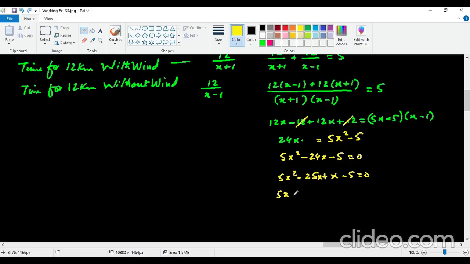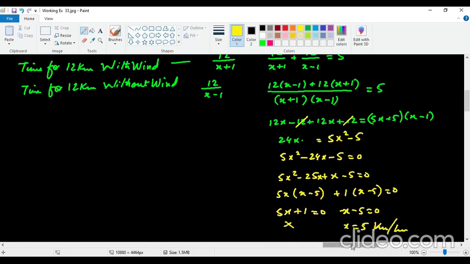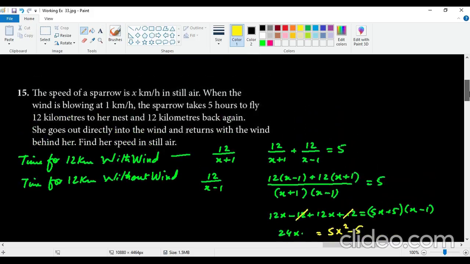So 5x is common in both of them, and x minus 5 is going to be the first factor, x minus 5, and in here plus 1. So 5x plus 1 is one factor, and x minus 5 is another factor. So x equals 5 kilometers per hour is the answer. Moving on to the next question, which is question number 16.